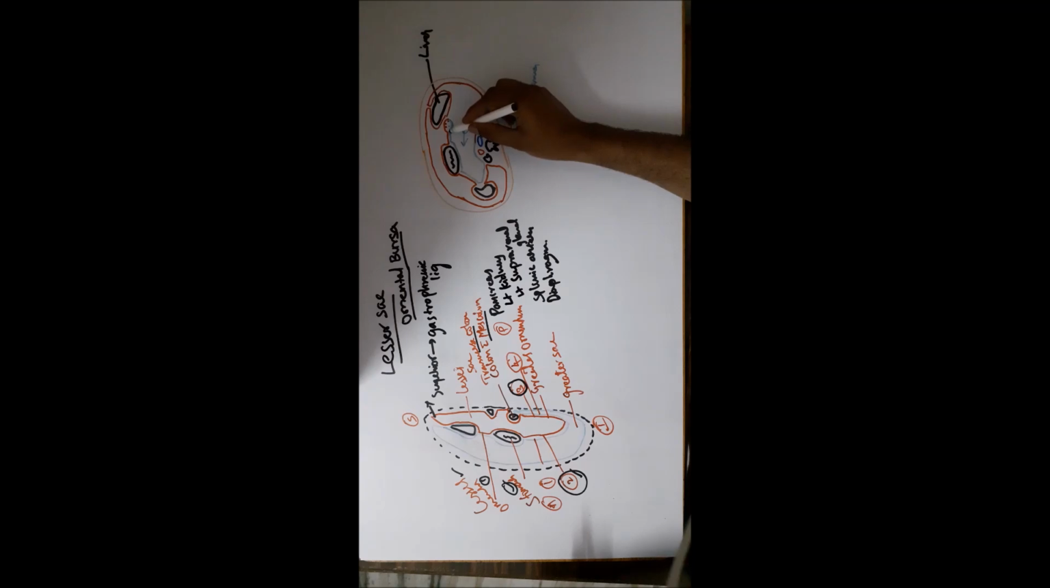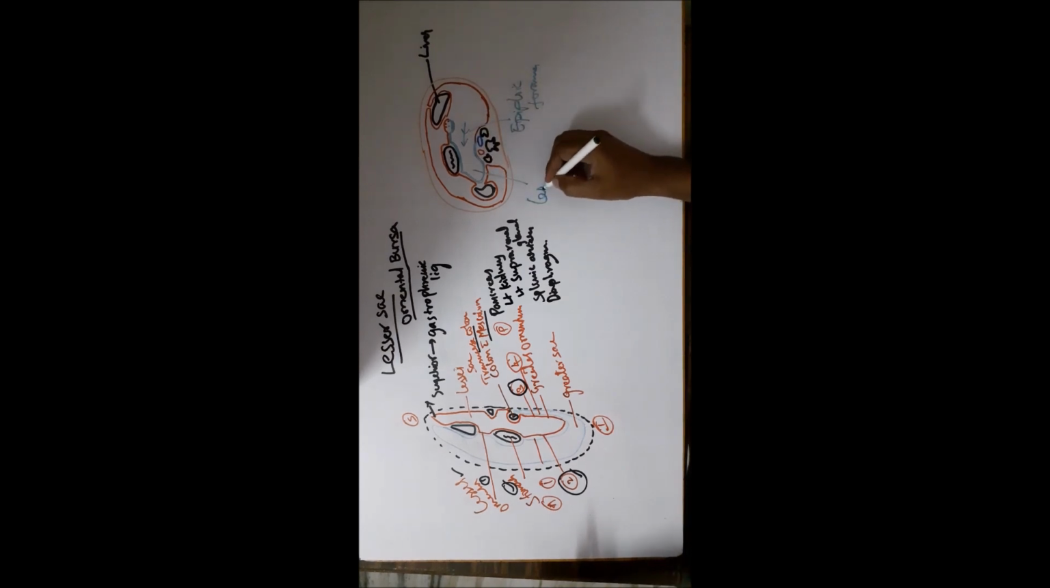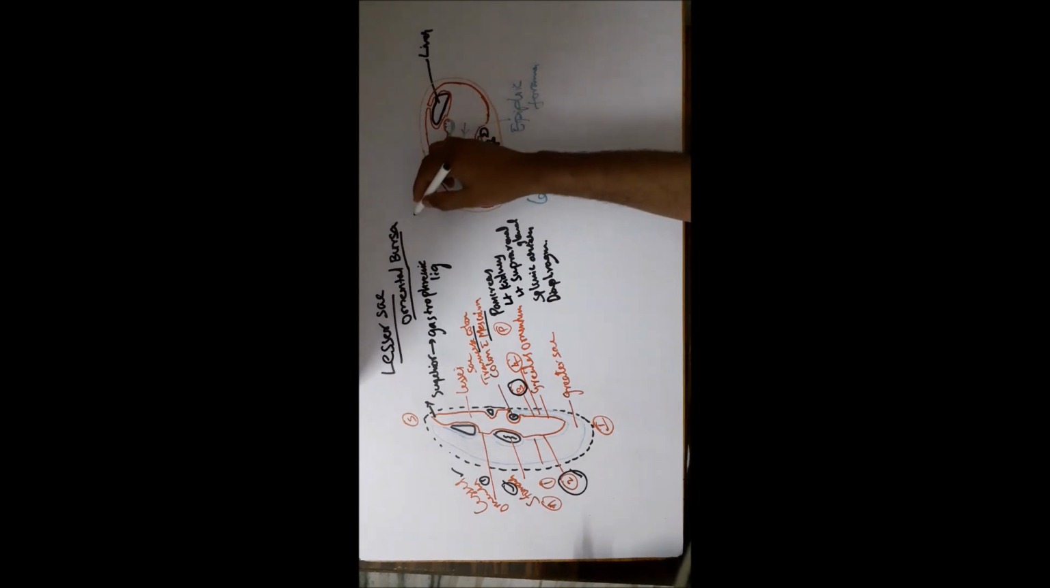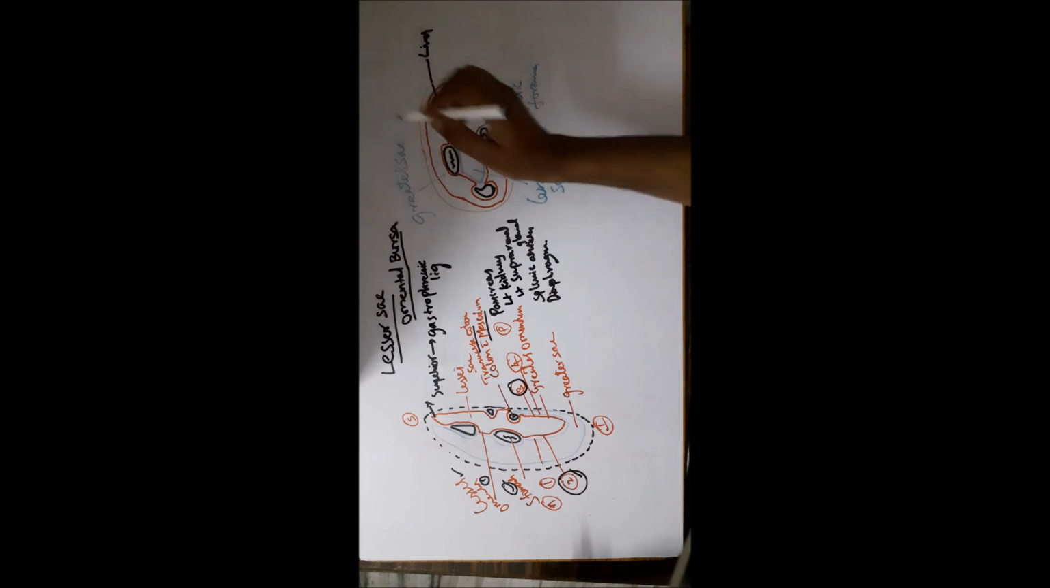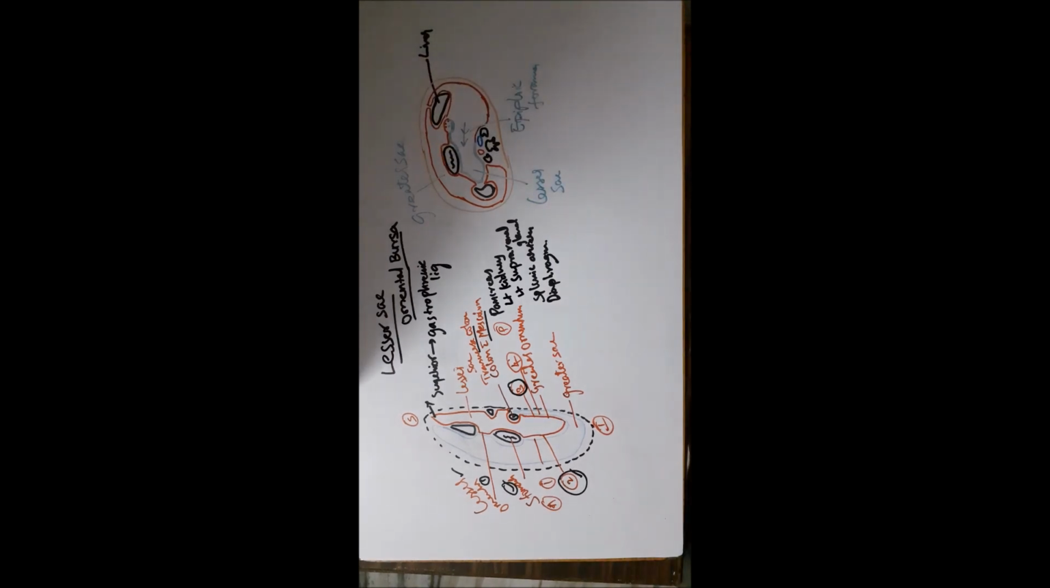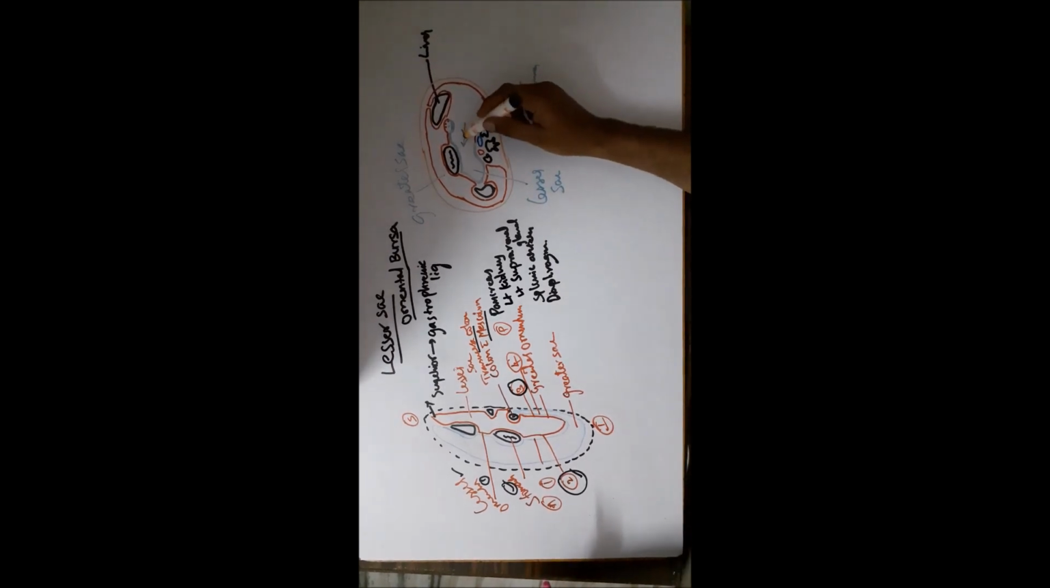This thing which is lined by green or light color will be the lesser sac, and what is lined by red is the greater sac. And this thing will be our epiploic foramen, through which this lesser sac is communicating with the greater sac.